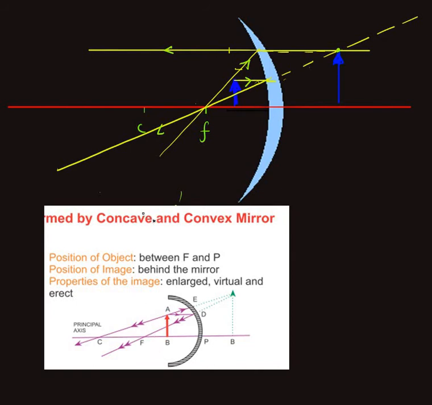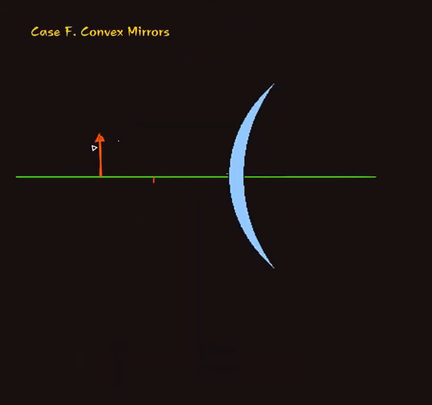Yes, this is a case of a concave mirror, where the image is between the focal length and the mirror. We're going to do the convex mirrors in a second. Okay, guys, now we have here the case of a convex mirror, and the same goes as before.